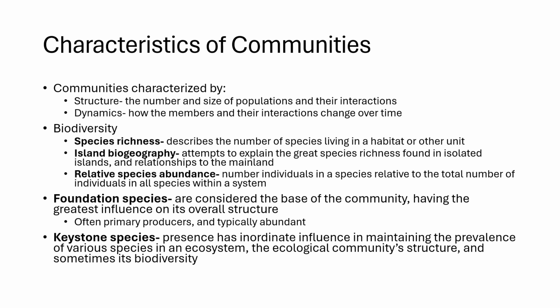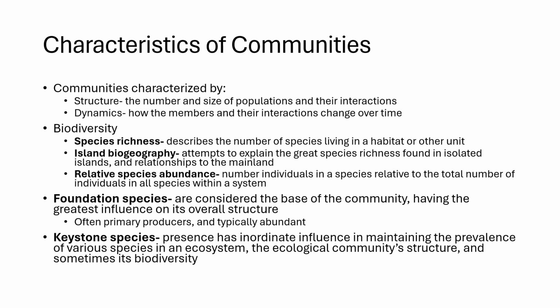But when you're talking about communities, you also have these foundational and keystone species as well. So the foundational species are usually the primary producers. They're the base of the community, the base of the food web. They're often the primary producers like phytoplankton and grasses and stuff like that. So they're usually very abundant.